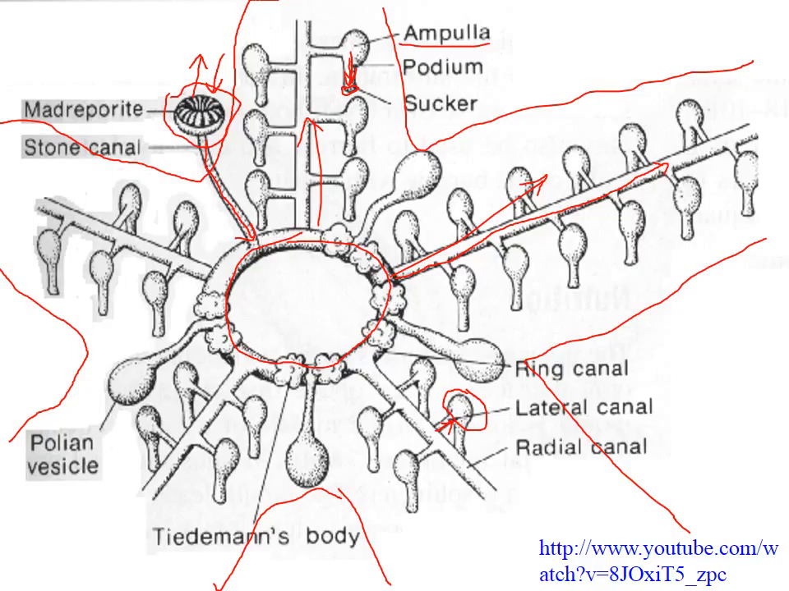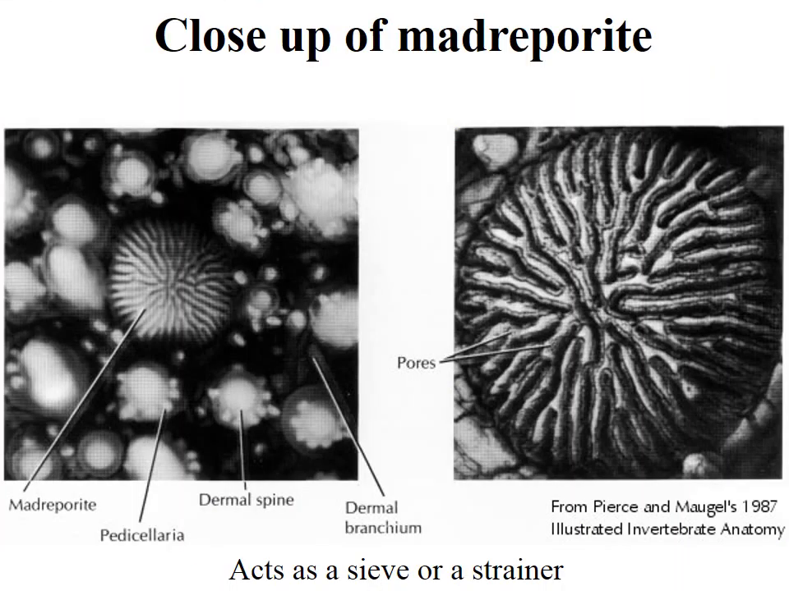We'll be looking at some videos of this and talking about it more in class. But you can go to YouTube and have a look at how the tube feet of the water vascular system work. This whole system, the ampulla, podium, and sucker, is known as a tube foot, and these animals can have thousands of them. Here's a close-up of the madrepore, which acts as a beautiful sieve to keep particulate matter out of the system from the water column.